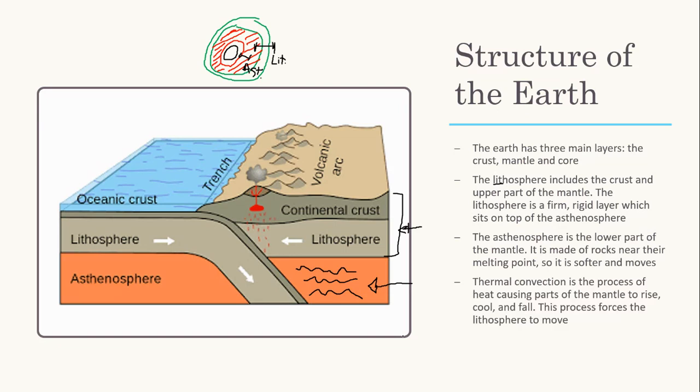The way that happens is called thermal convection. This is the process of heat causing parts of the mantle to rise, cool, and fall. This process is going to force the lithosphere to move. And I'll show you what I mean.